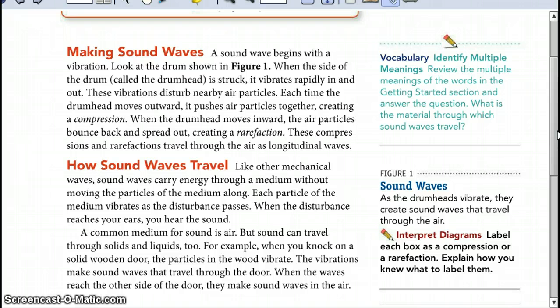Making sound waves. A sound wave begins with a vibration. Look at the drum shown in Figure 1. When the side of the drum, called the drum head, is struck, it vibrates rapidly in and out. These vibrations disturb nearby air particles. Each time the drum head moves outward, it pushes air particles together, creating a compression. When the drum head moves inward, the air particles bounce back and spread out, creating a rarefaction. These compressions and rarefactions travel through the air as longitudinal waves.